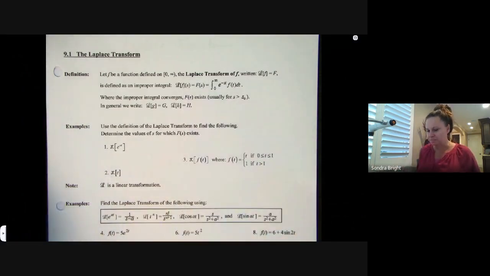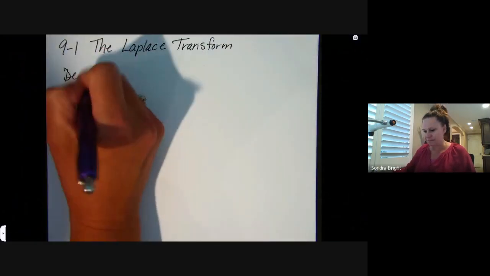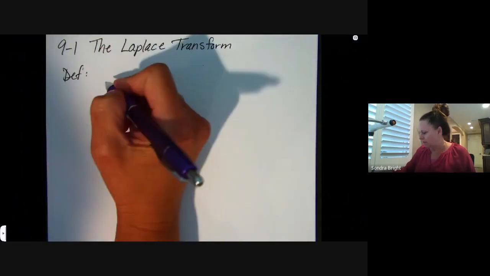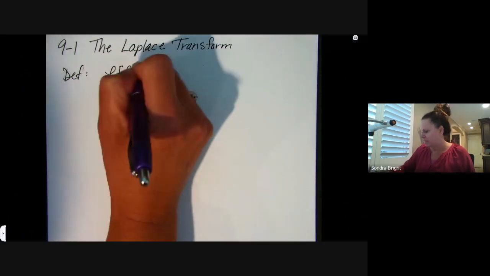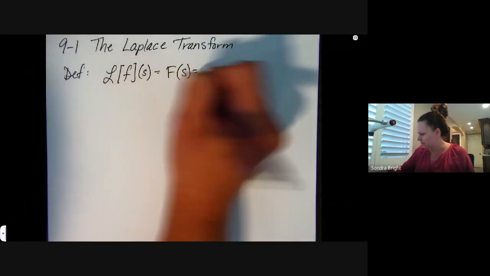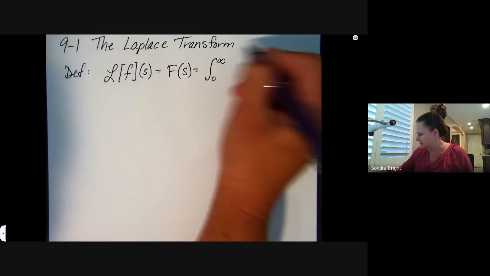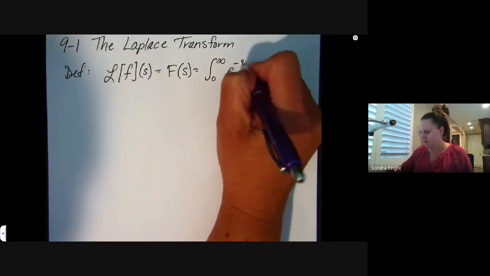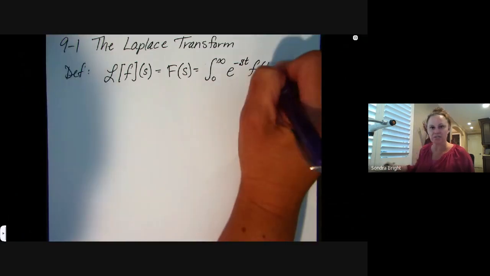and stuff like that. So all right, I'm going to write that again, the definition of the Laplace transform, which is L of little f of s is capital F of s, and it is the integral from 0 to infinity of e to the negative s t times f of t, and all of this is with respect to t.